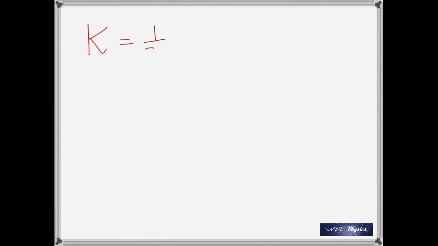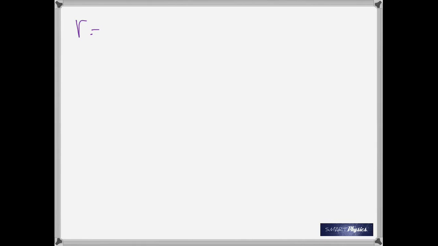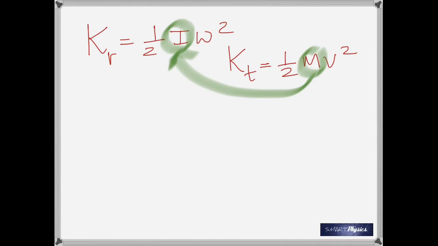Kinetic energy of rotation is 1/2 I omega squared. It compares to the translational kinetic energy as 1/2 mass times velocity squared. So wherever you have mass in linear motion, you're going to have rotational inertia in rotational motion. That's what I'm trying to show. So KR is rotational kinetic energy, and KT is translational kinetic energy, that means energy in linear motion.